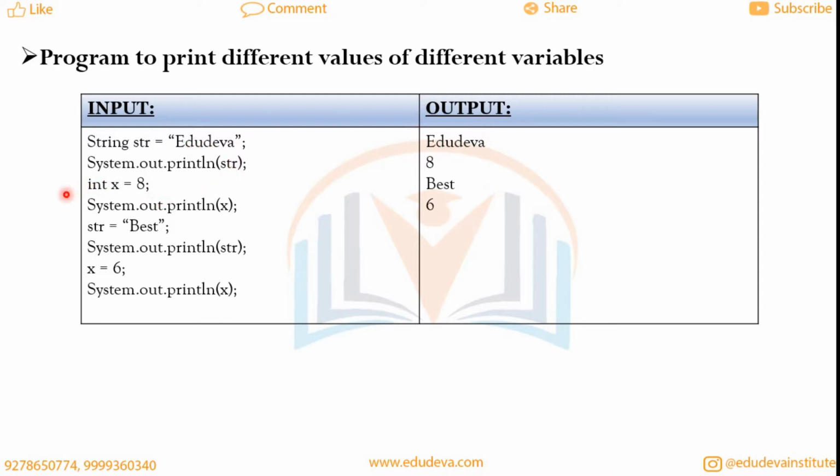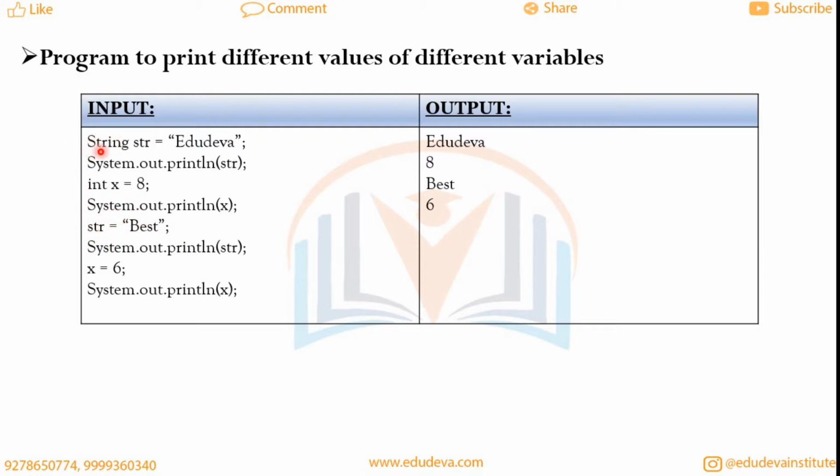In the next line we will write int x is equal to 8. So now we are defining a variable, the type of variable is int, the name given is x and the value is 8. And as we have written system.out.println x, it means that it is trying to print the value of the variable x, that is 8. So after Edudeva in the next line it will print 8. After that we have written str is equal to best, as we have learnt earlier that whenever we are trying to change the value of a predefined variable, at that time we will not write the type of variable again.